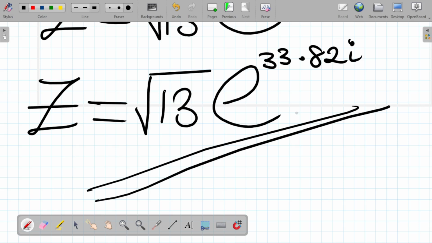Alright, so this is how to convert from one form of a complex number to another form of a complex number.